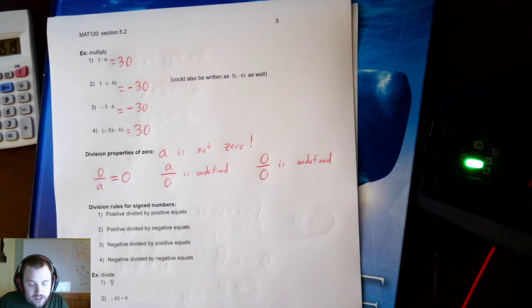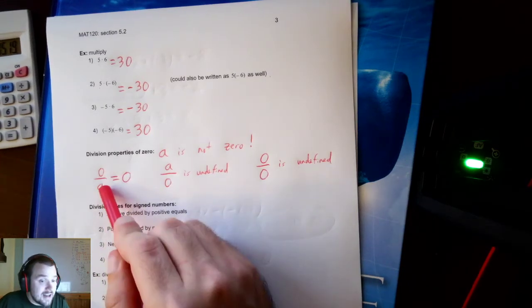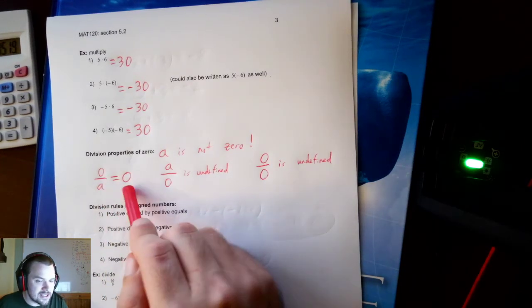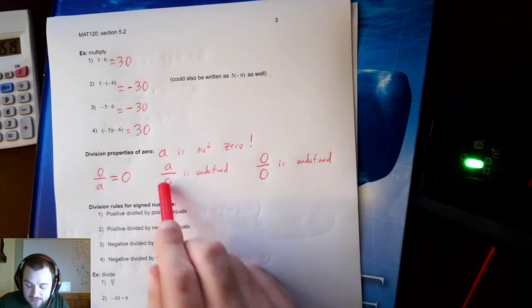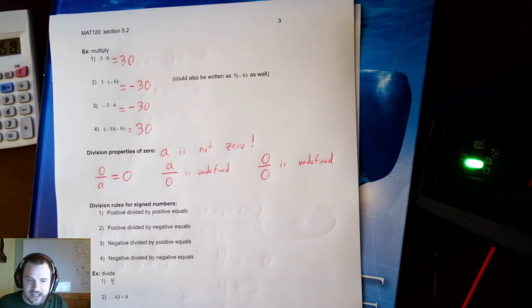So just remember, 0 over any non-zero number works out to 0. But anytime you have 0 in the bottom, it does not work out. You can't divide by 0. You can never have 0 in the denominator of a fraction. You can never divide by 0.